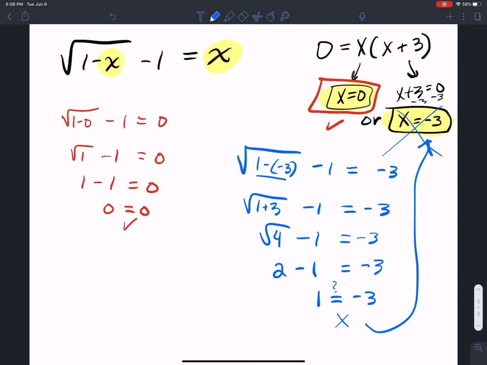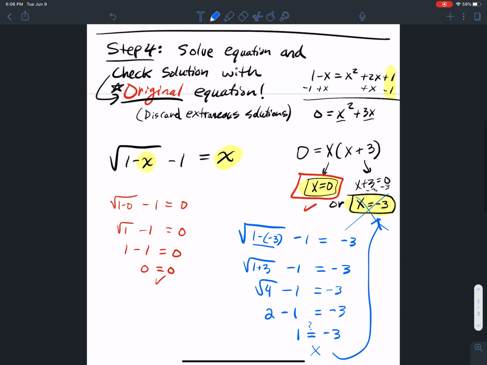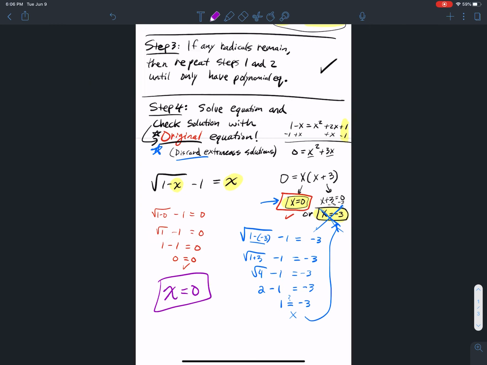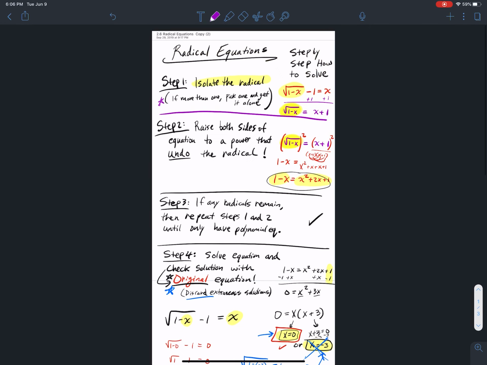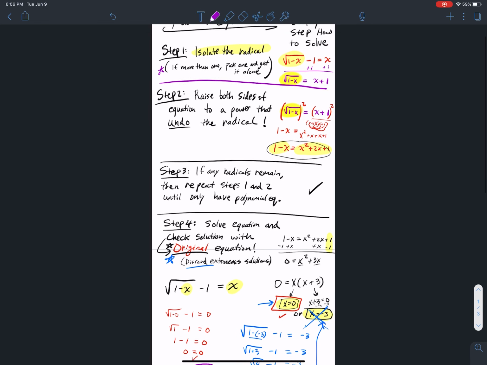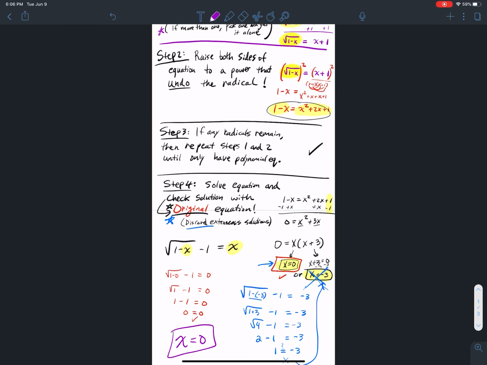So that's no good. You see why it's important that we check with the original equation to see if it's extraneous or not. So we discard this negative 3 answer, and this is our only answer right here. So be careful when you're going through that. X equals 0 is the only solution for this right here. Okay? So several steps, 4 steps in total, but this is how we do it. All right?